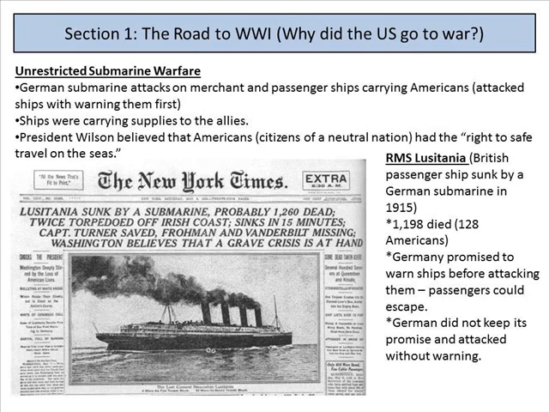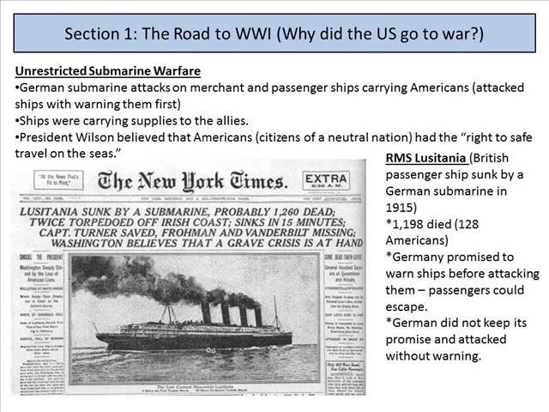Unrestricted submarine warfare is when German submarine attacks on merchant and passenger ships carrying Americans happen. They attack ships without warning them first. Ships were carrying supplies to the Allies, and the Germans knew that these supplies were being hidden with passengers around them, and so they decided that they were going to shoot these ships. President Wilson believed that Americans, citizens of a neutral nation, had the right to safe travel on the seas.